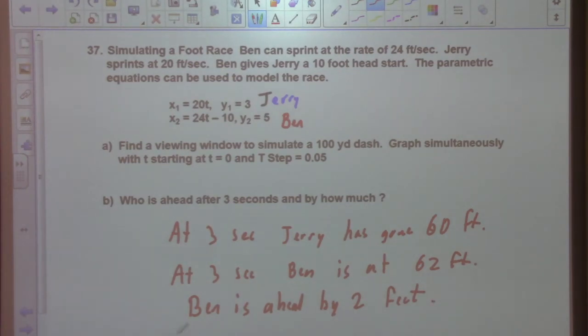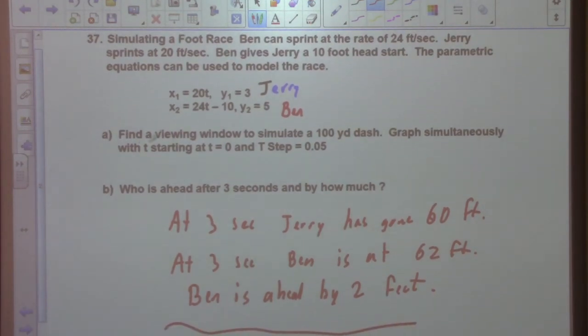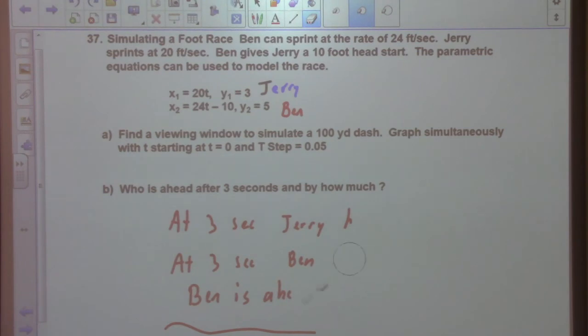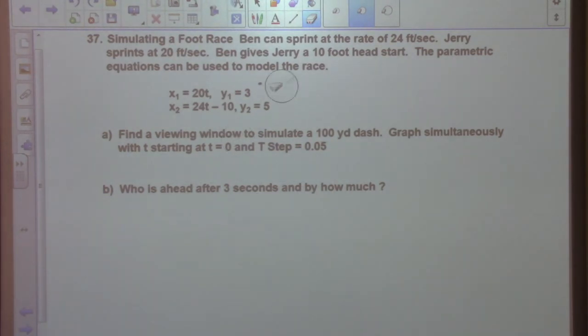So that's it. So really, if you look at this thing and just kind of be open-minded about it, you can set up windows that'll figure out these kinds of problems. What I want you to do now is go to problem 38.